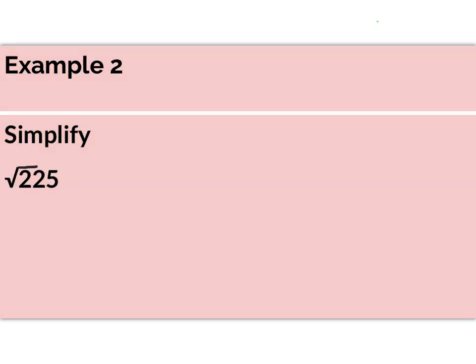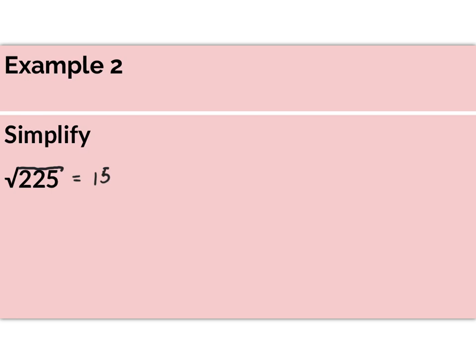Okay, looking at our second example, the square root of 225. So the square root of 225, we're going to solve this on our next slide. So the square root of 225 equals 15 using our multiplication table.